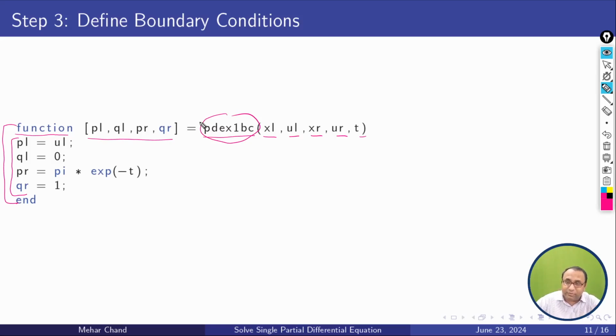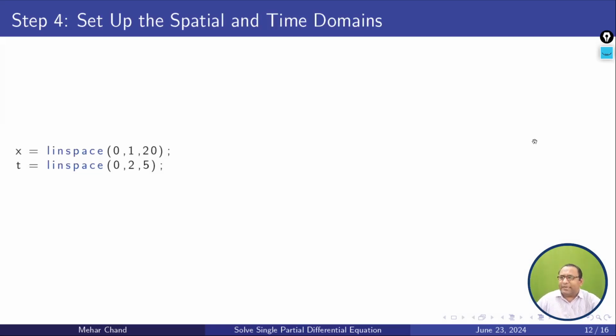All the names which we put at this place must be the same, so that when we prepare the script file of the outputs for the numerical result, we can easily call these functions. Here we need to set up the spatial and time domain. x is equal to linspace(0, 1, 20).